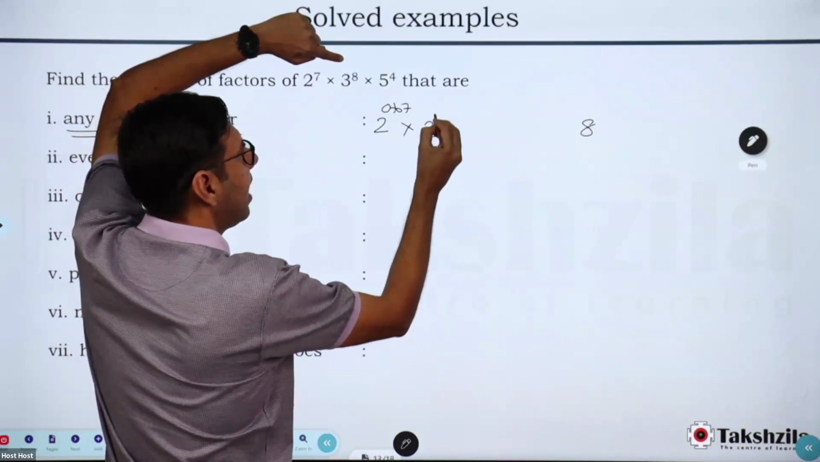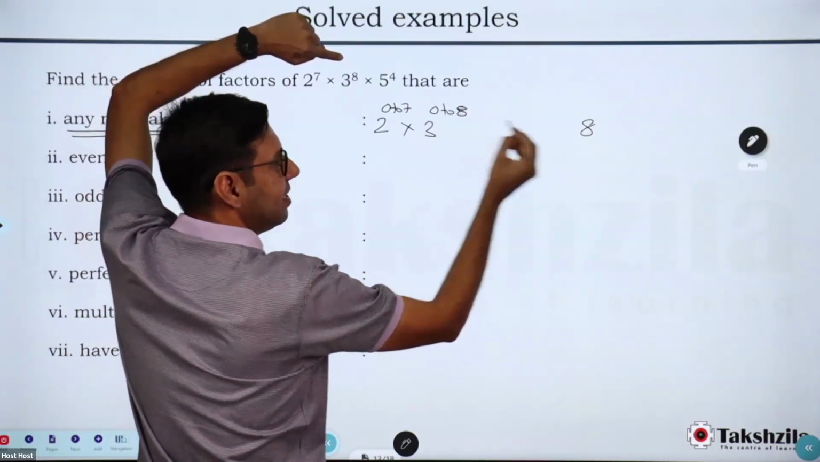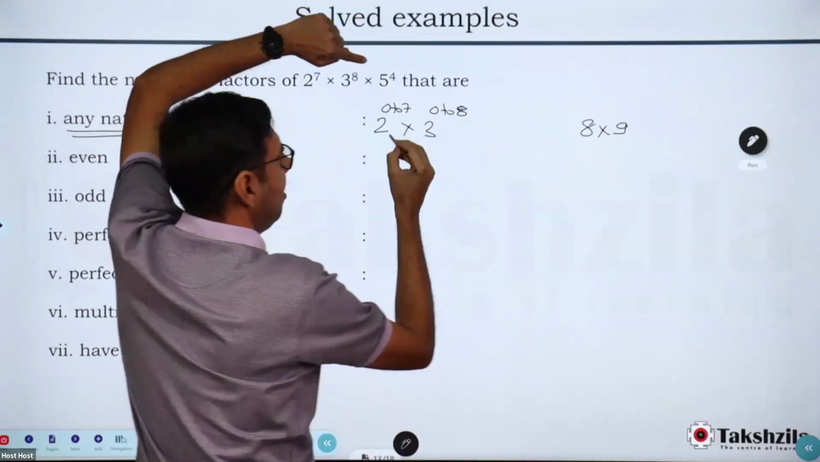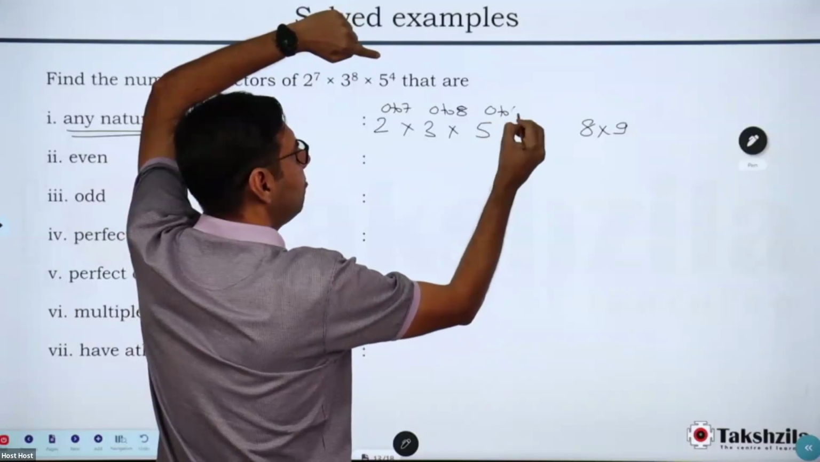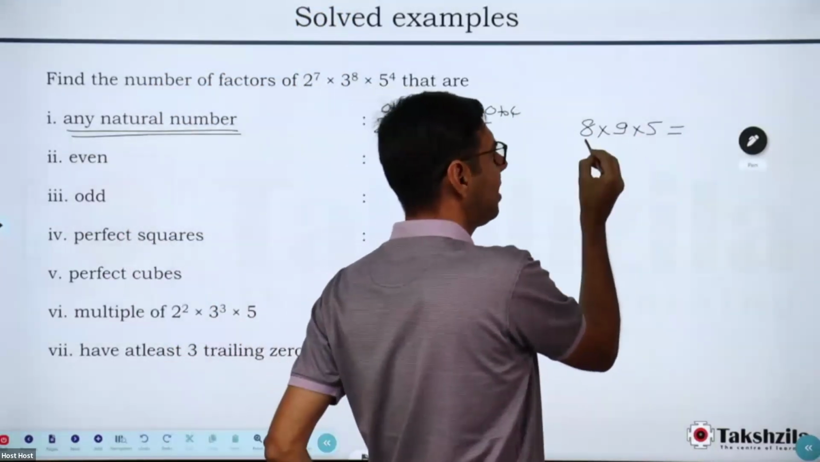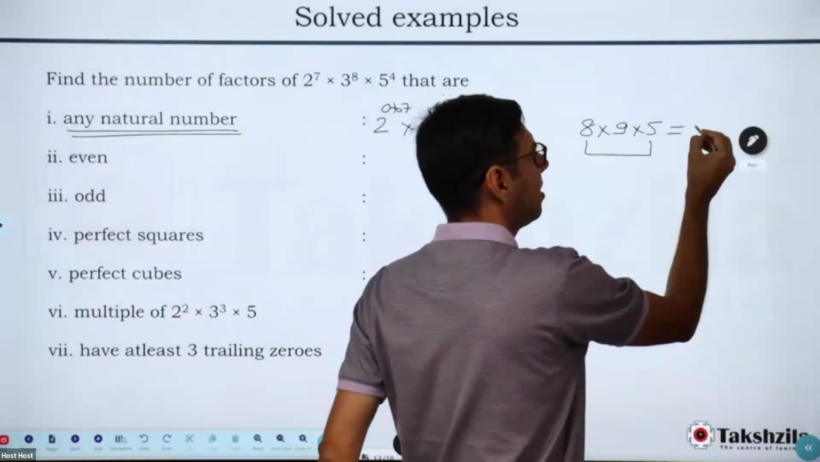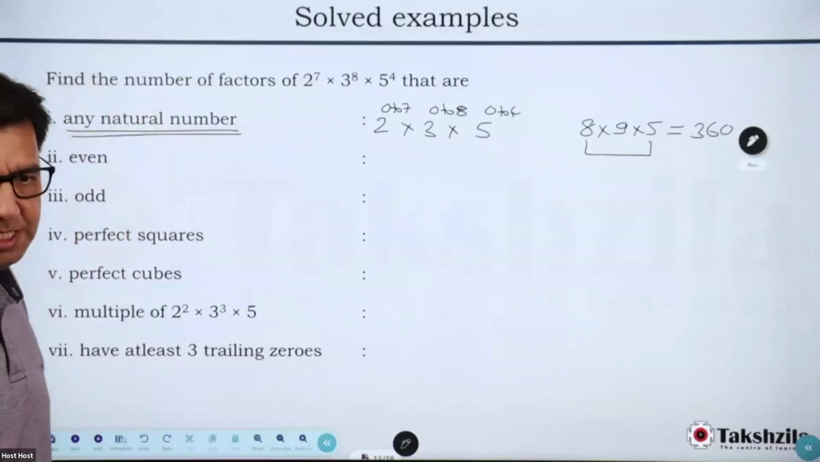3 could go anything from 0 to 8, and they are 9 different values. And 5 powers can go 0 to 4, which are 5 different values. So how do you multiply? 8 times 9 times 5 gives 360. You can be a step ahead of me also. These are easy questions.